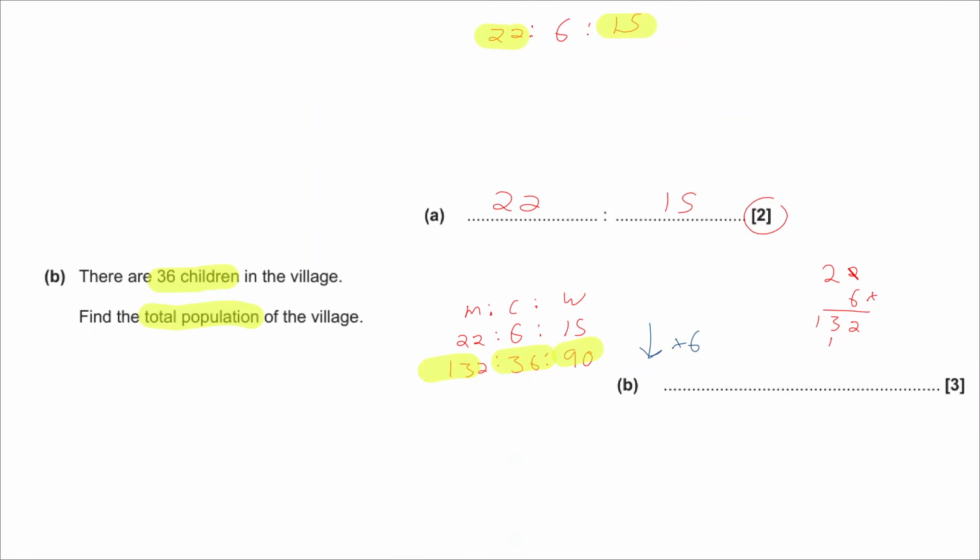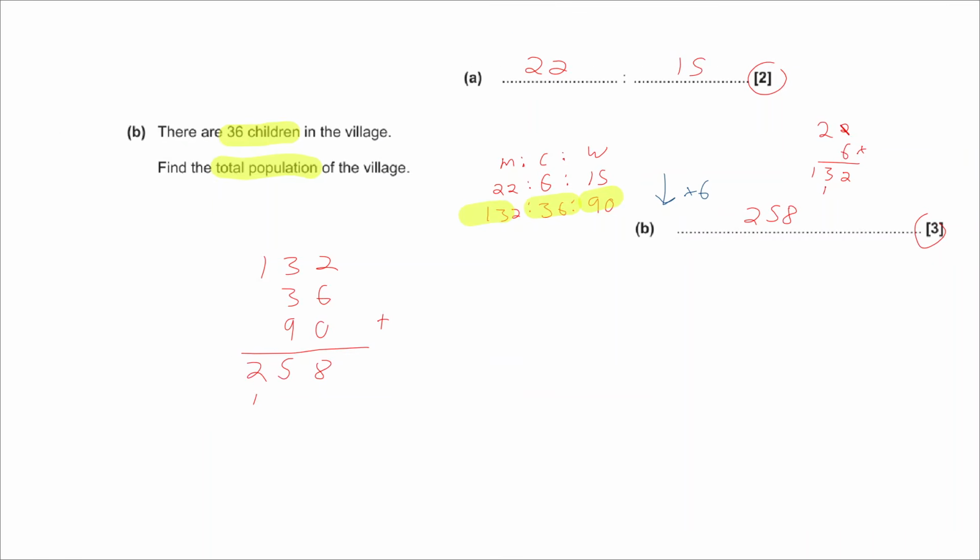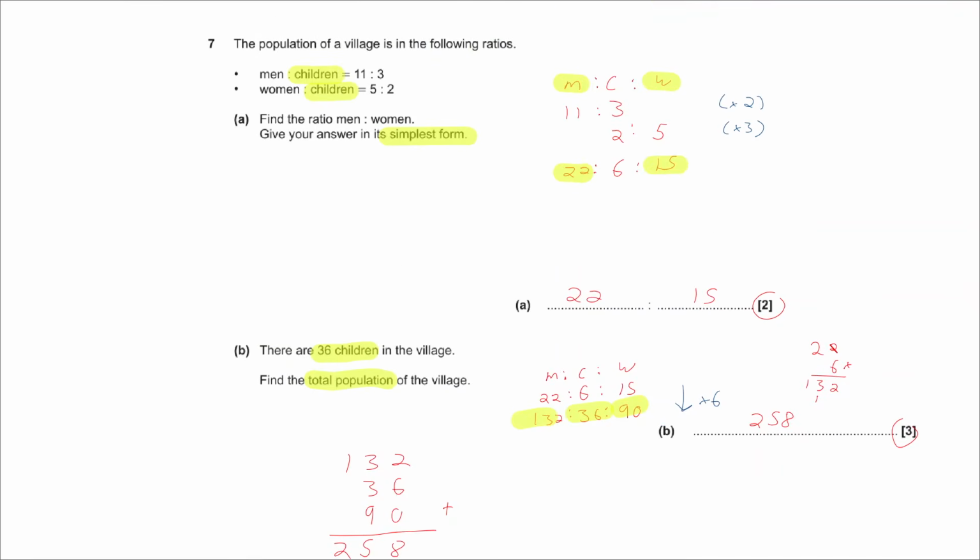Let's just use a column method here so we don't make any mistakes. So you've got 132, add 36, add 90. Let's just give a bit more room. Let's add all these up. So 2 add 6 gives you 8, 3 add 3 is 6, 6 add 9 is 15, 15 goes down here, and then 1 add 1 is going to give you 2. So hopefully, 258. There we go, and that is our answer, checking the mark scheme, correct. So in total, you've got 258 people, and that gets you the marks there. Let's zoom out so you can see the whole question. Okay, and there we go. Good.